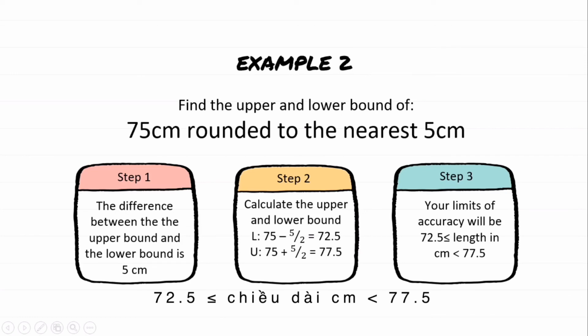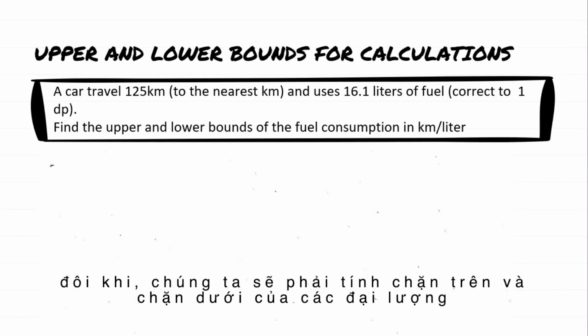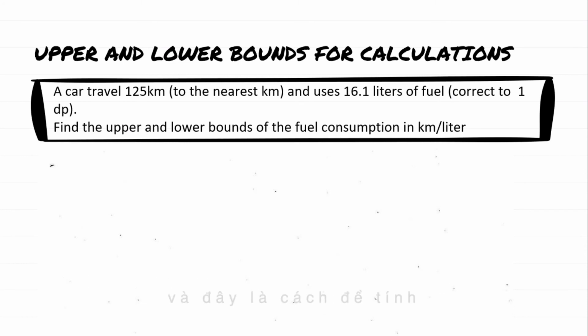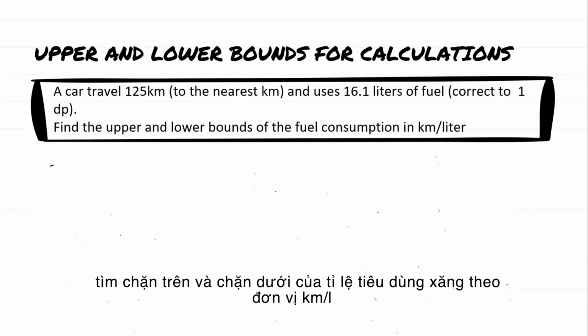Sometimes you will need to calculate the lower and upper bounds of a measurement using the given quantities. So here's how to do it. Our question is, a car travels 125 km, which is rounded to the nearest kilometer and uses 16.1 liters of fuel, which is corrected to 1 decimal place. Find the upper and lower bounds of the fuel consumption in kilometer per liter.